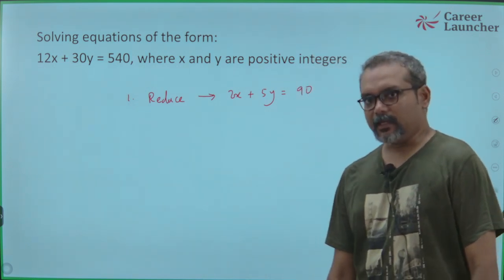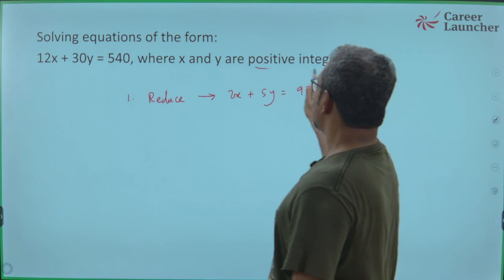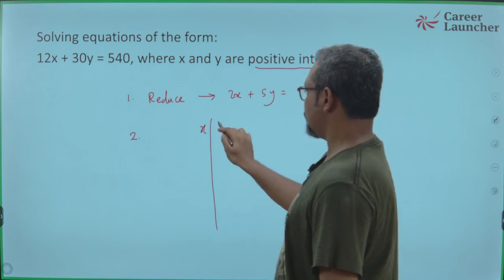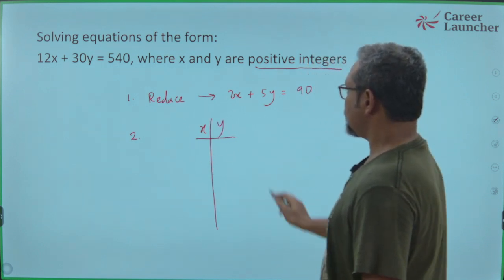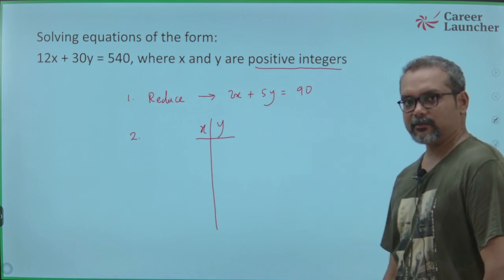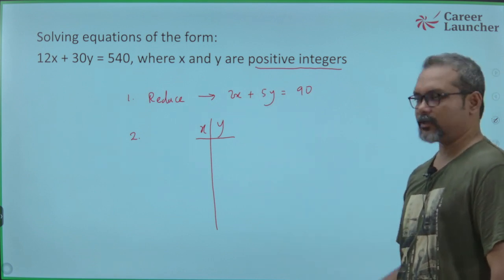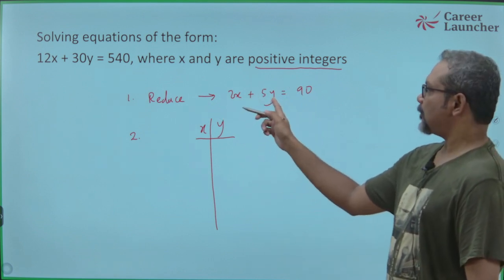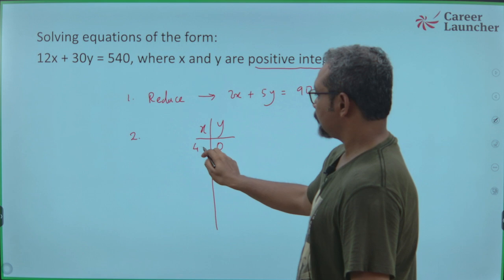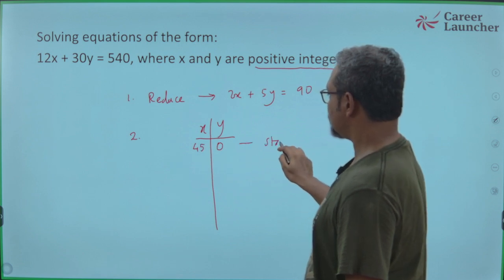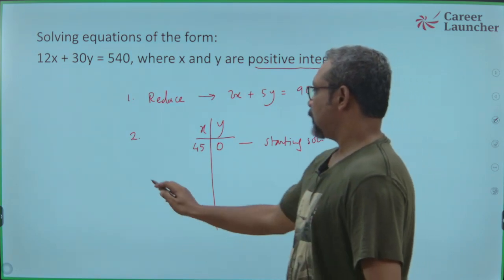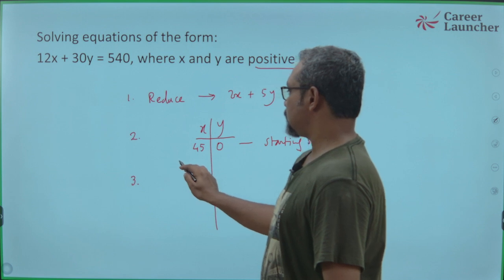Now since x and y are integers, step 2 is find a starting solution. The starting solution here is very easy to find. I will put y as 0 because 90 is divisible by 2, or you could have done x as 0 also. If I am putting y as 0, then my x value comes to 45. So get the starting solution, which are integers. Now comes the third step, where we will list down all the other solutions.